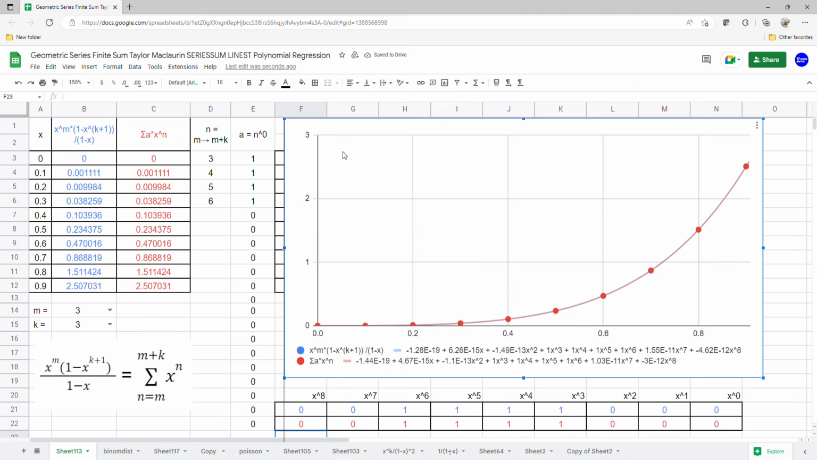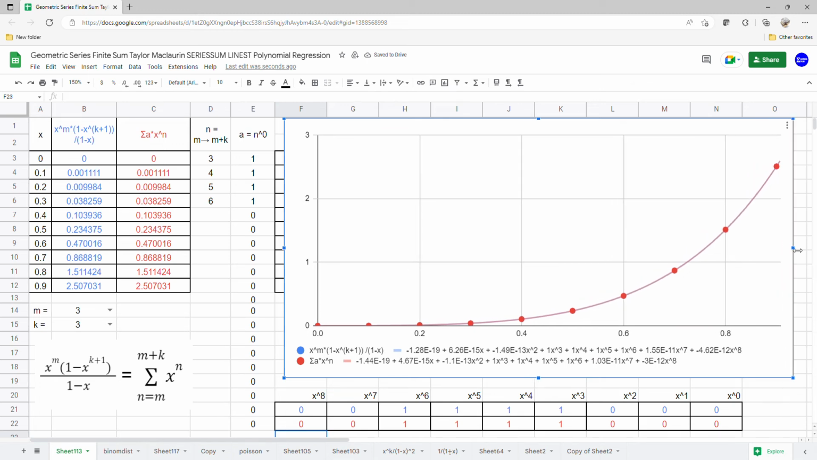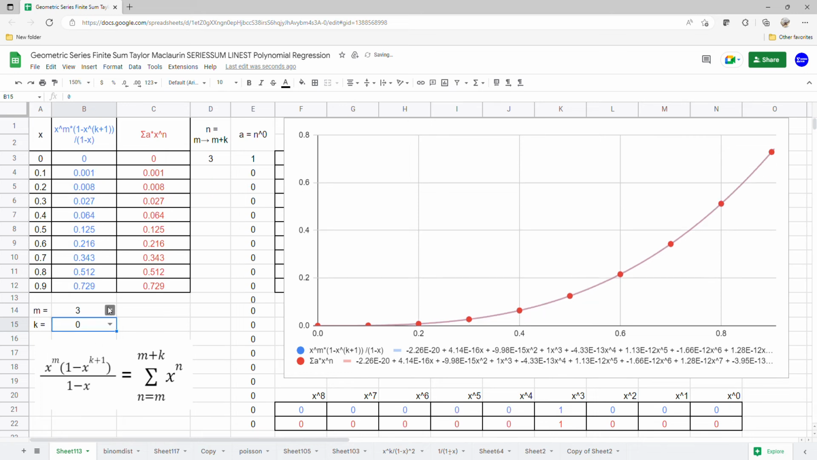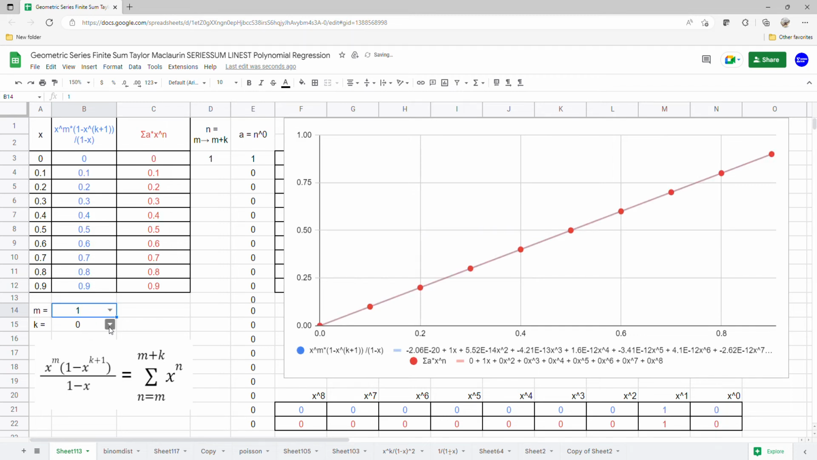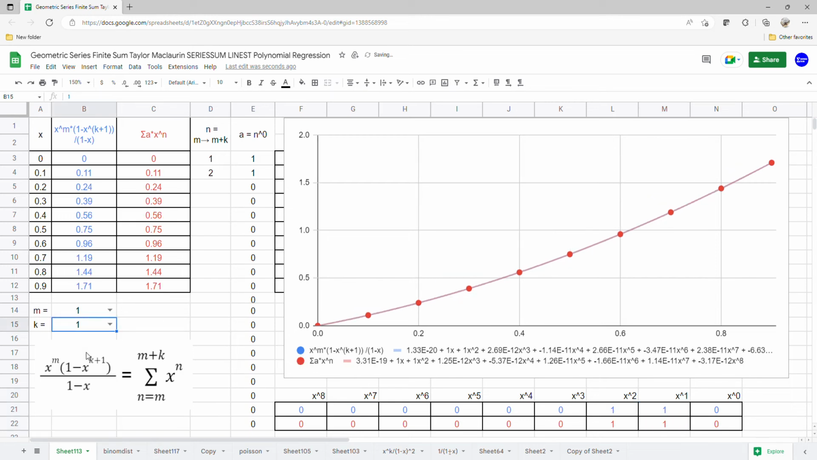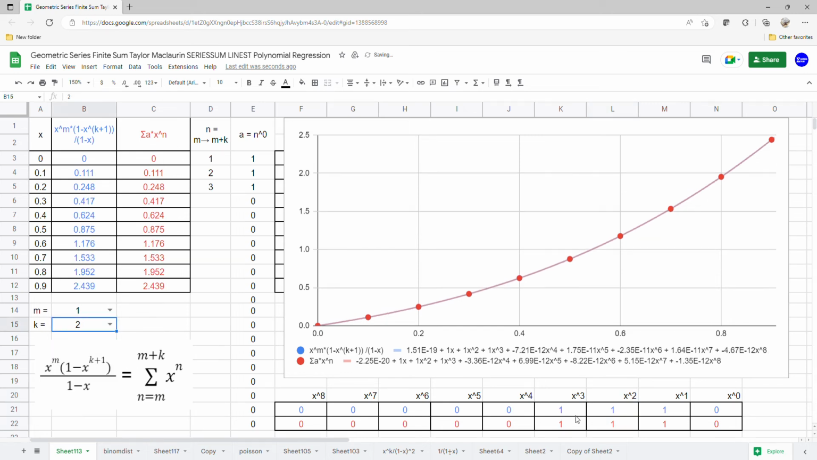So let's compare. Let's start from all the values to 0. So m and k are 0. That's 1. So this is 1. So at m equals 1, we have values of x. So at k equals 1, then it is x plus x squared. The rest are 0 because they are very small. At k equals 2, that's x plus x squared plus x cubed.